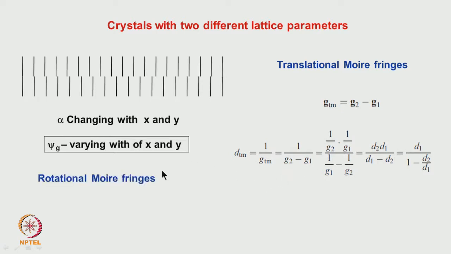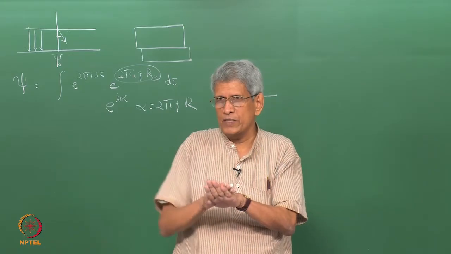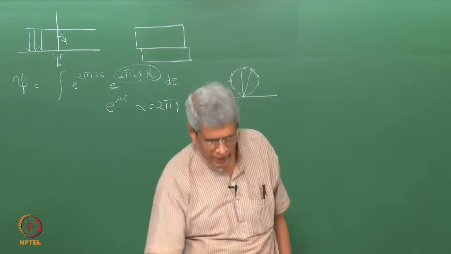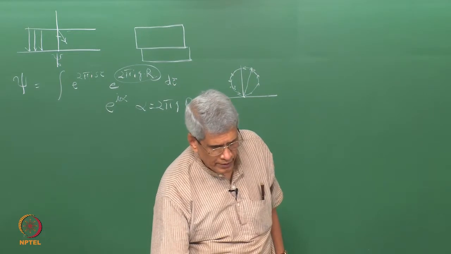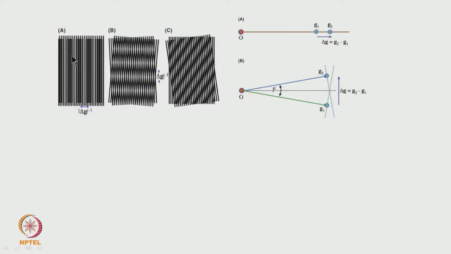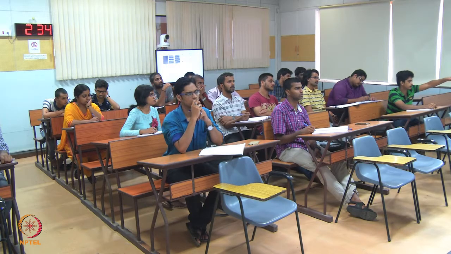Okay. A similar thing can happen with rotational Moiré fringes also. That is where, if it is slightly rotated, then also we will get a fringe spacing corresponding to that. Okay. What I will try to do is show some examples. Now you see that this is a fringe. So if it's rotated, then the point will go a little up or something. Yeah, it will go.